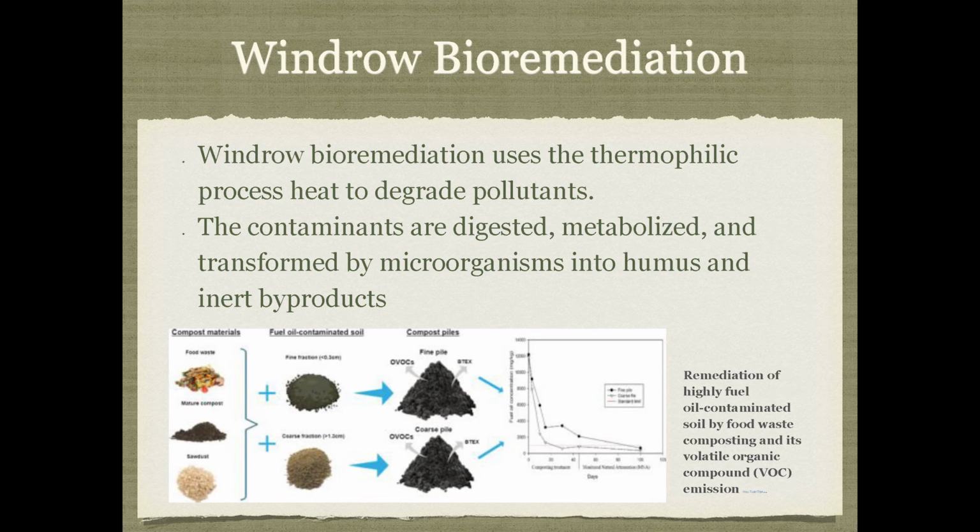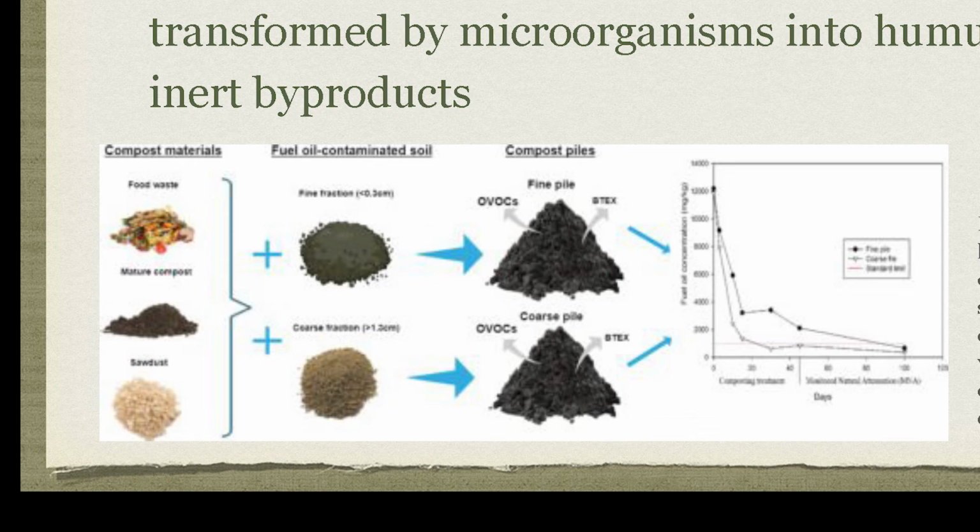This is kind of a hard image to show, but it's from an experiment, remediation of highly fuel oil contaminated soil by food waste composting. So they actually worked with a petroleum-contaminated area. They basically used food scraps, mature compost, and sawdust. What happens in that process is those contaminants can actually be digested in very specific conditions with a specific recipe.